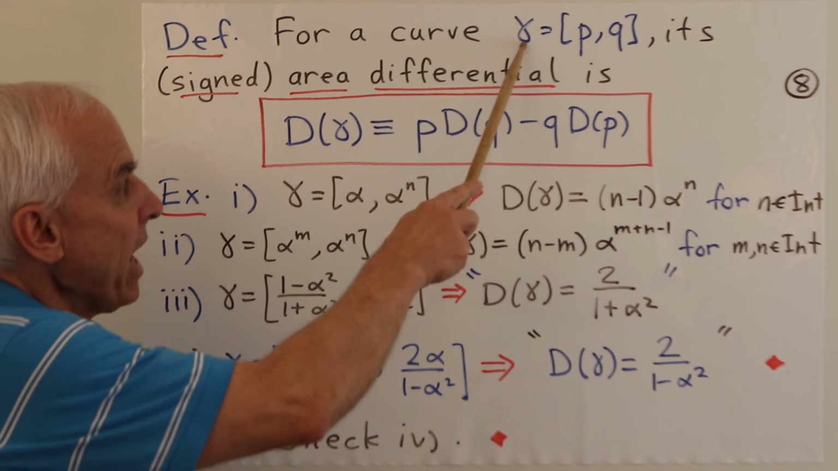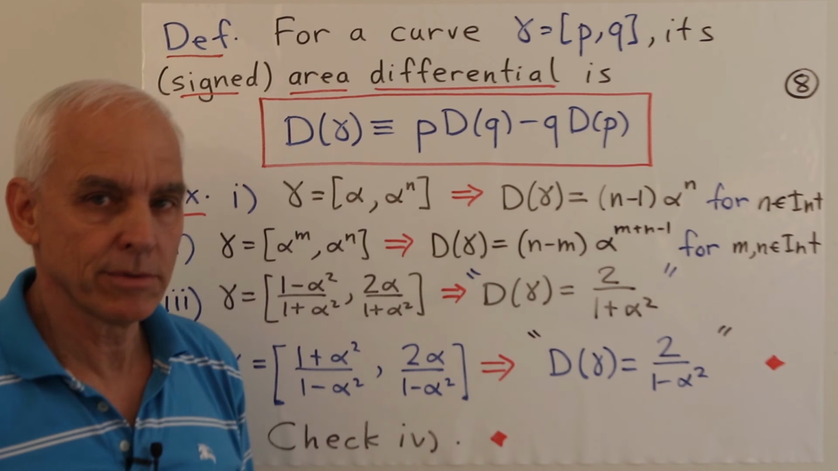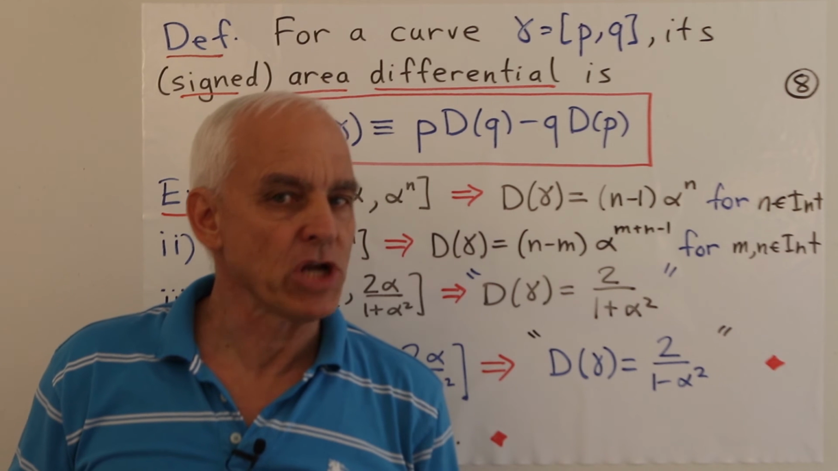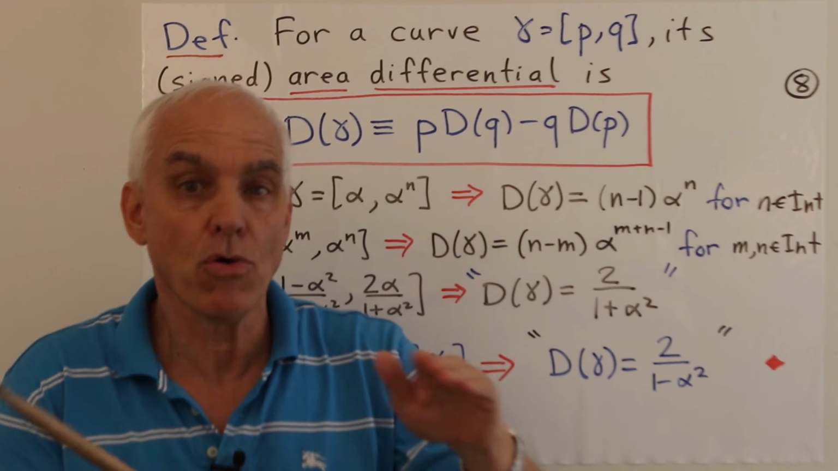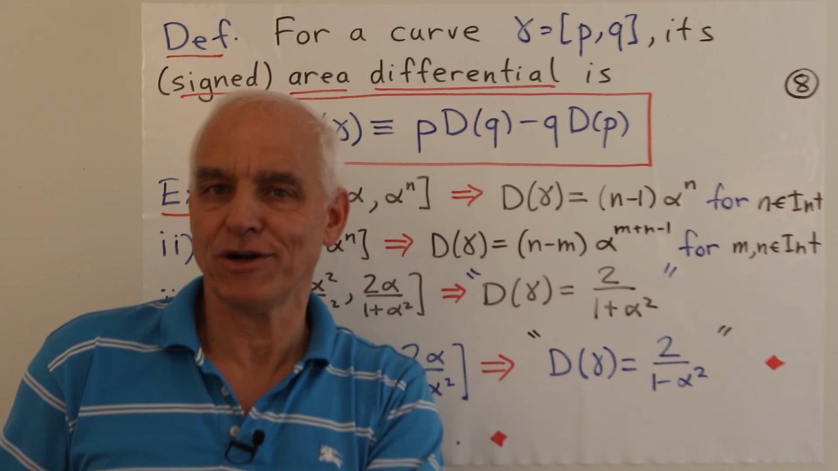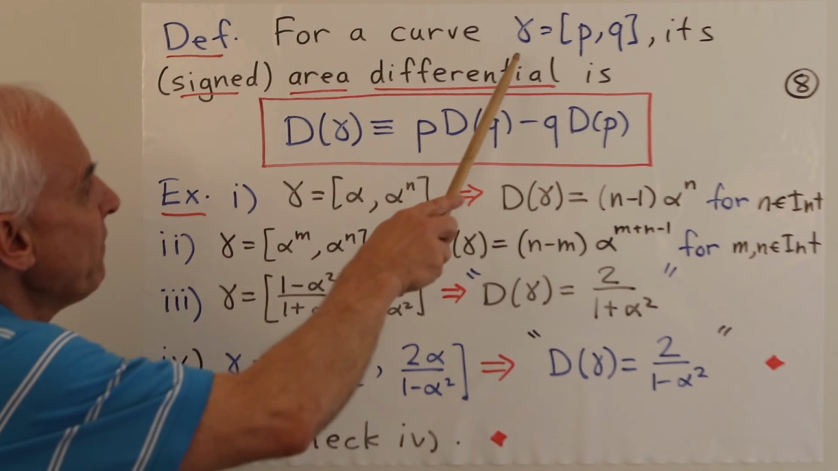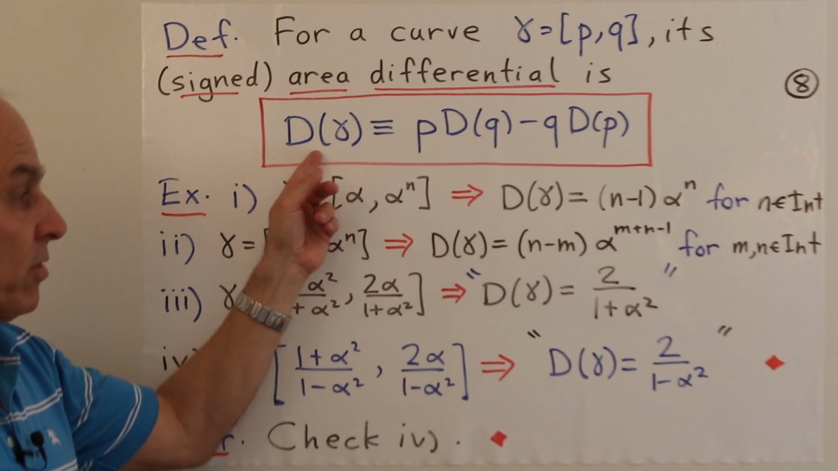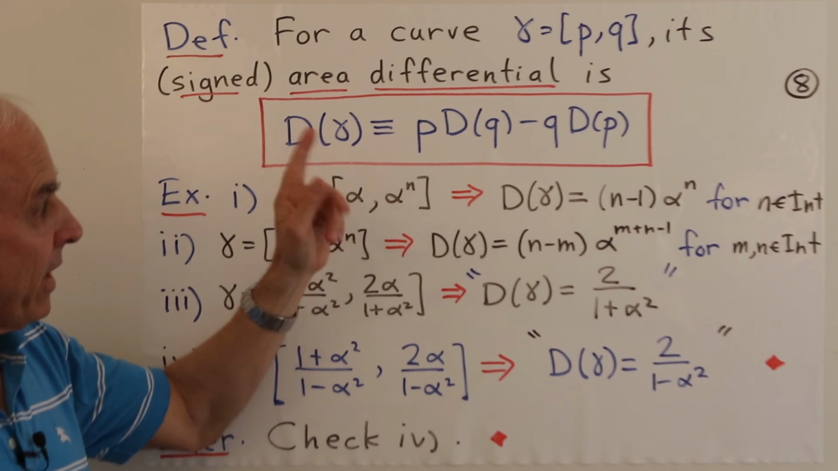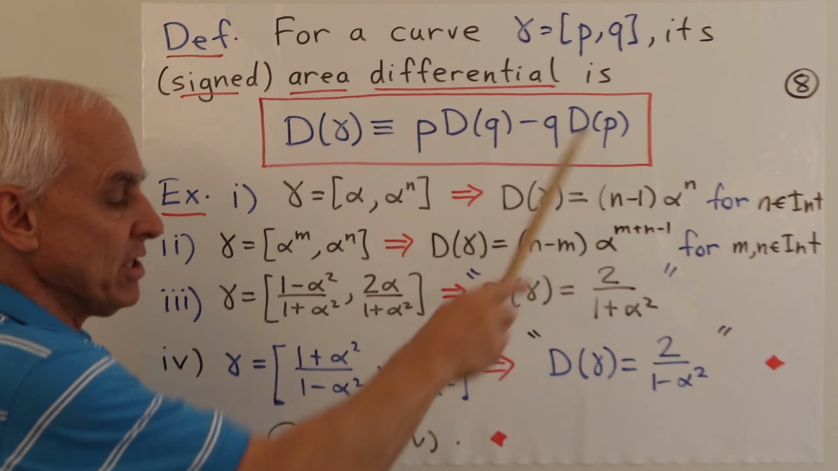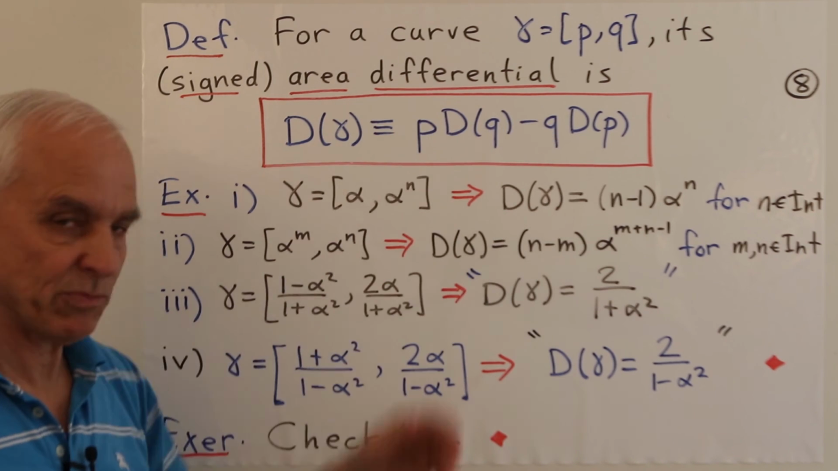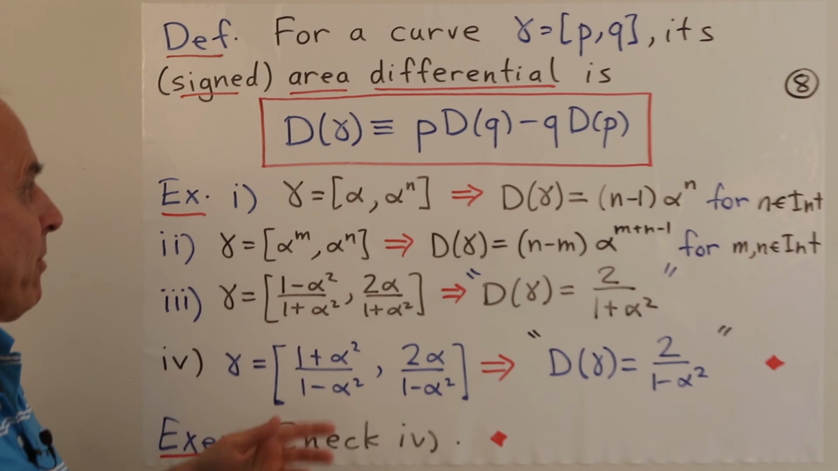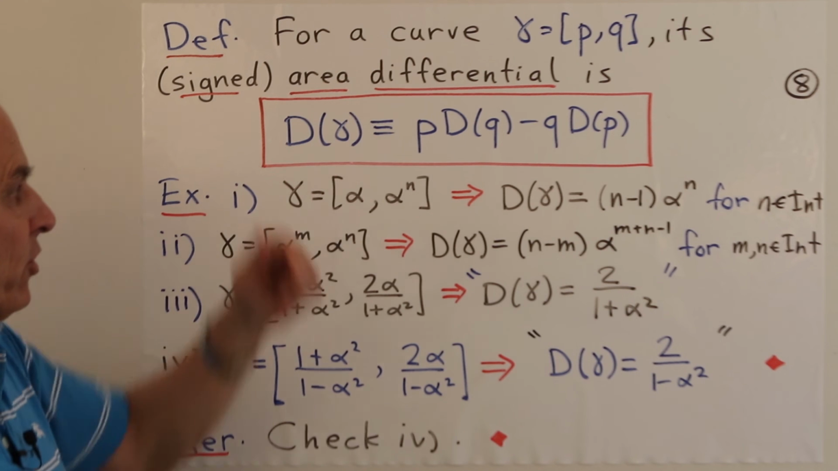So for a curve gamma, say p, q, usually with p and q being polynumbers, but now we're also thinking a little bit more generally. Sometimes P and Q might be quotient polynumbers, usually called rational functions. Okay, so we're going to define the signed area differential of this curve gamma to be, we're going to call it d of gamma, equals P dq minus Q dp. So this basic expression that appears in the fundamental theorem, we're going to give it a name. We'd call that the area differential of the curve.